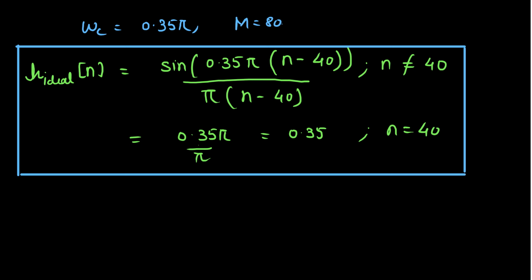Now as we have the expression for this ideal filter, we also need the expression for the window. Therefore the next step, step 6, is to find the expression for the window, that is w of n. And for this example, we have obtained the window as the Hamming window.